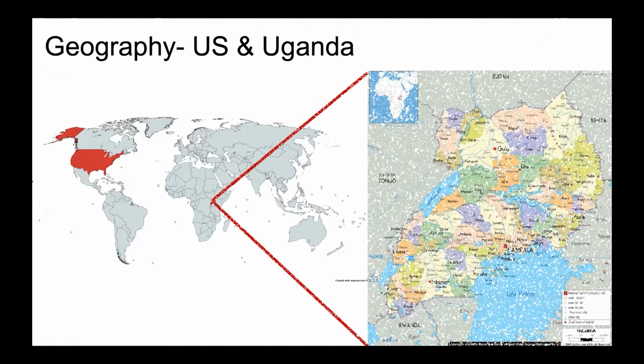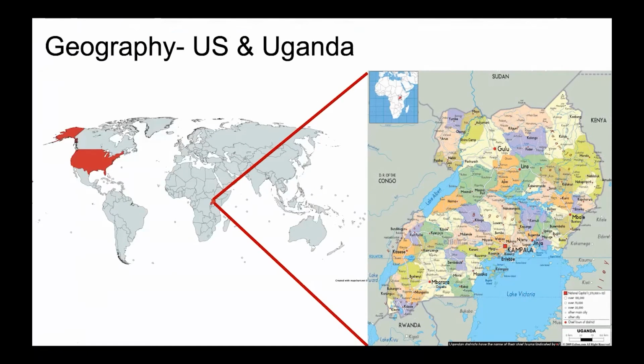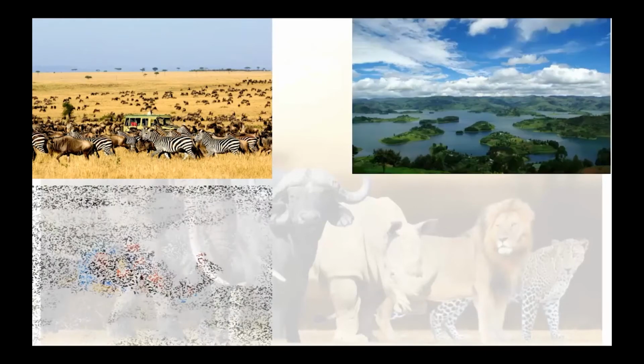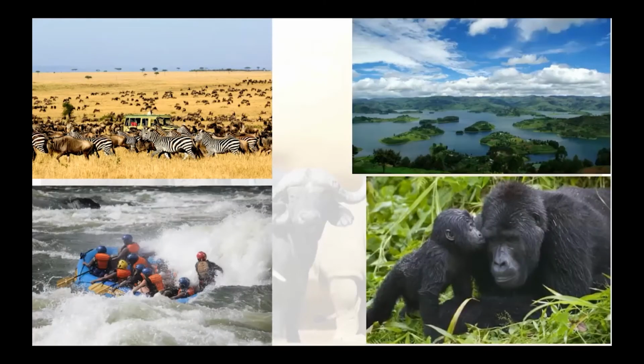Uganda is located in East Africa, directly on the equator. It's a small country about the size of Minnesota in the US. Like Winston Churchill said, it is the Pearl of Africa, and therefore, if you're ever out here, make sure to enjoy the beautiful scenery of the nature that you'll find here.